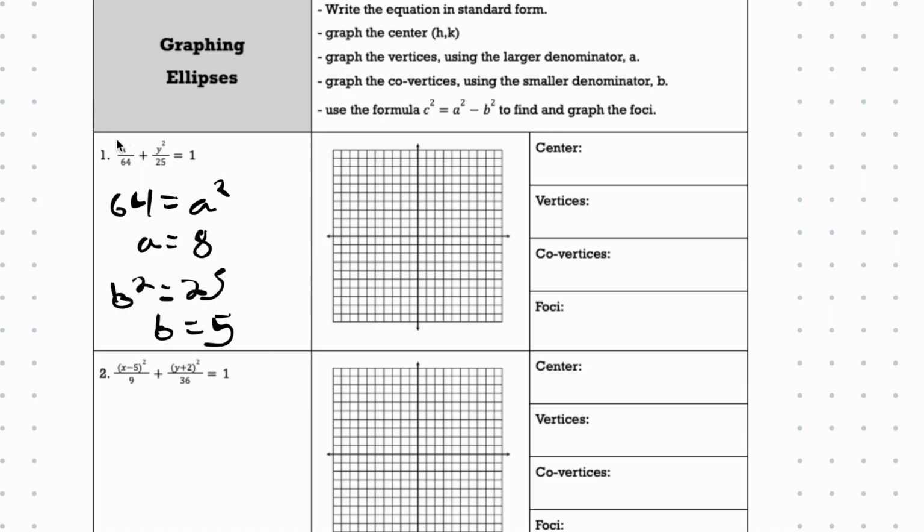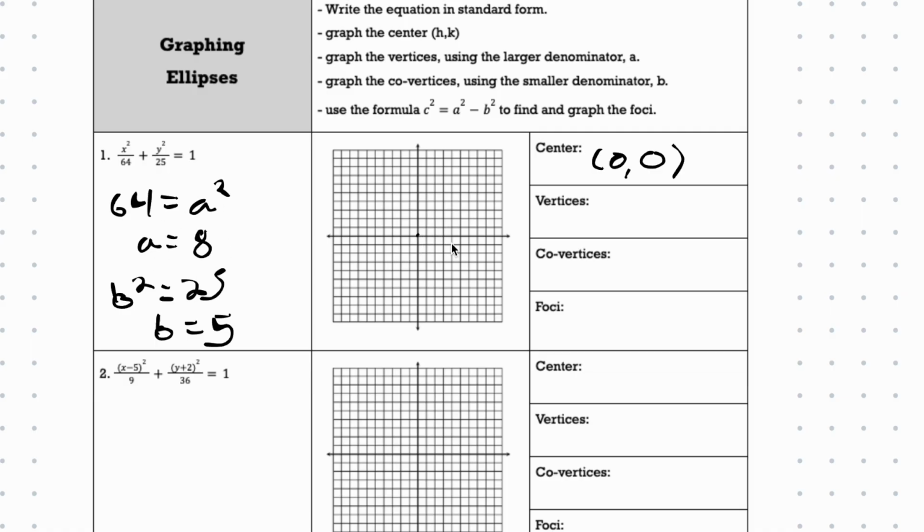And so now what I would do, we don't have any horizontal or vertical shifts, which we'll go over in this next problem. So our center is going to be at 0, 0. And our vertices and co-vertices and foci, we'll do that. But what I like doing first is actually graphing this.